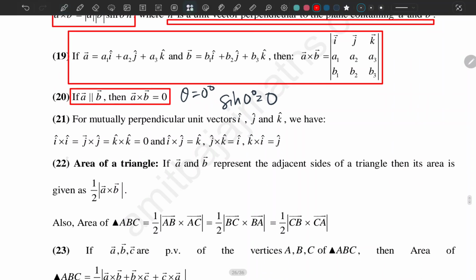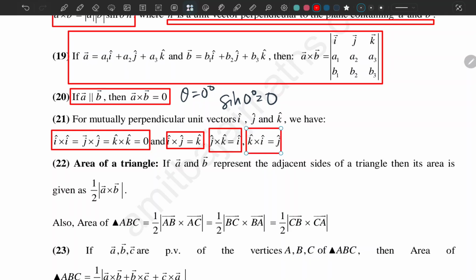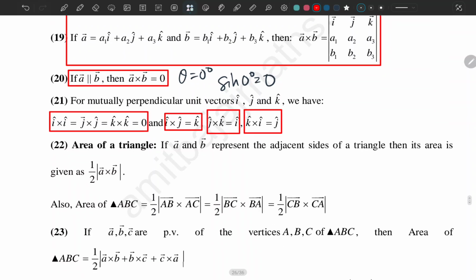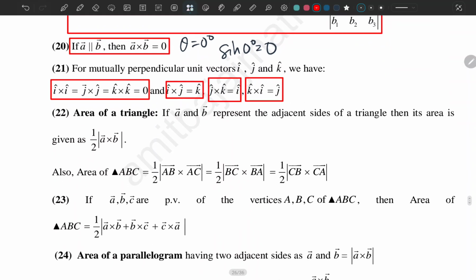And for mutually perpendicular, i cross i equals j cross j equals k cross k, that is 0, right? Because of that. And then if we take the cross of i cross j it is k, j cross k is i, and finally k cross i is j.